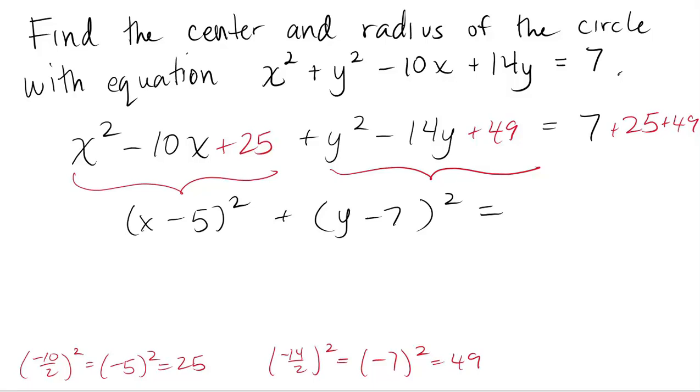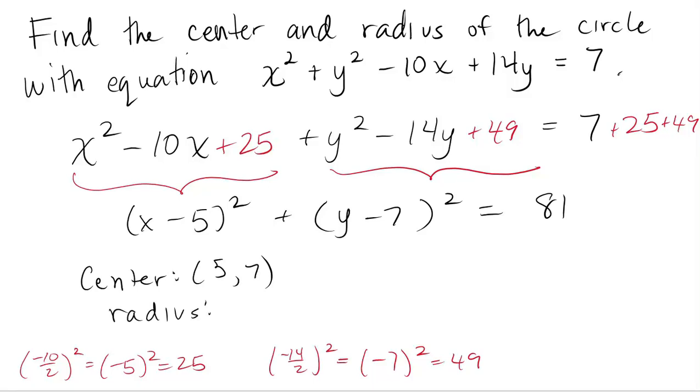Now we just do the arithmetic on the right side. 7 plus 25 is 32. 32 plus 49 is 81. Now that we've written it in standard form, see if you can pick off the center and the radius. The center is 5, 7. We're subtracting 5 in the first term, we're subtracting 7 in the second term.